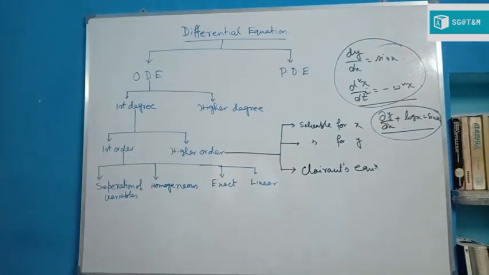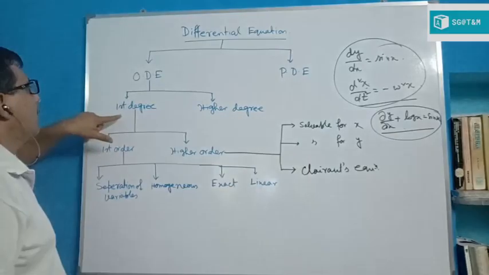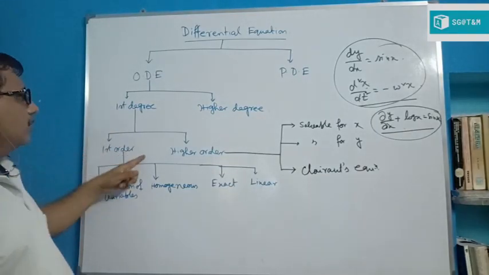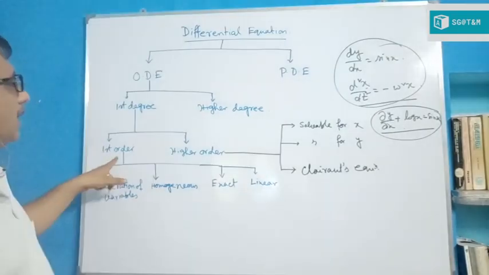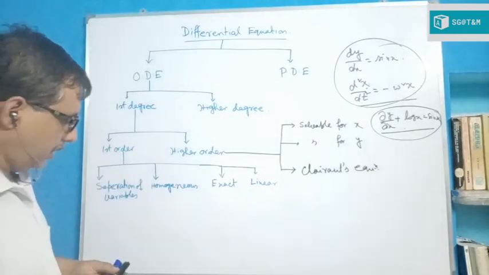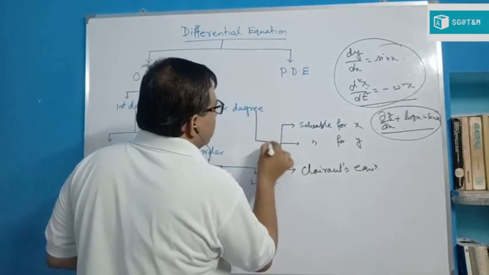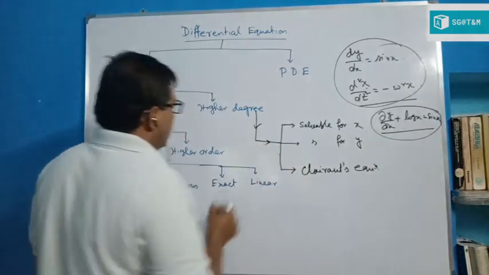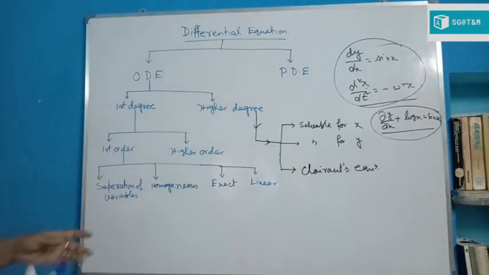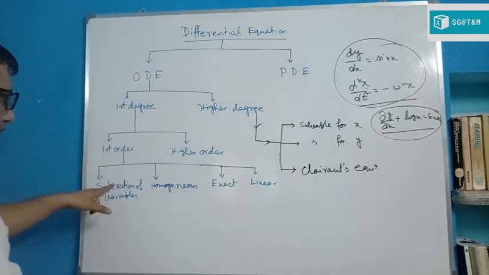Now ordinary differential equation is divided into two parts: first degree and higher degree. What is degree of differential equation? Define later on. Now first degree can be divided into two parts also: first order and higher order. Now, first order, first degree ordinary differential equation.